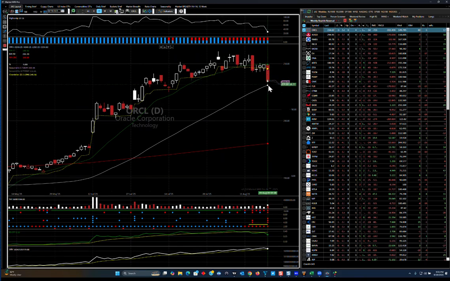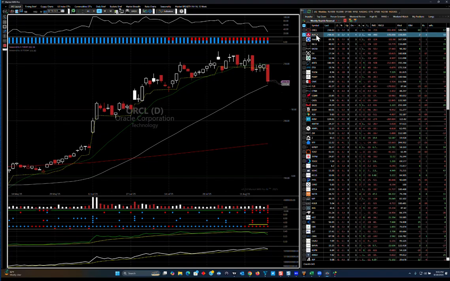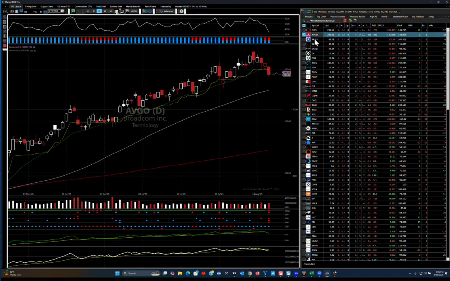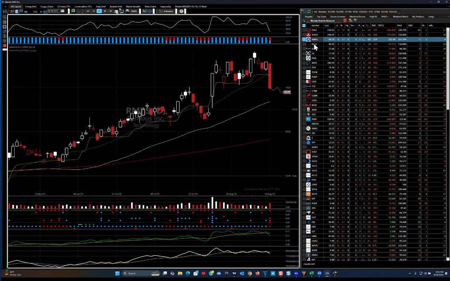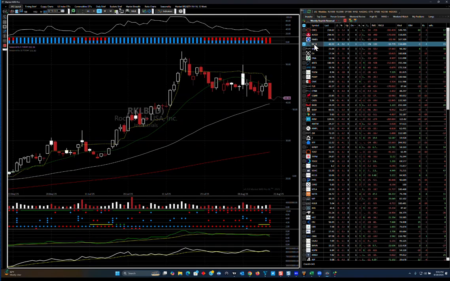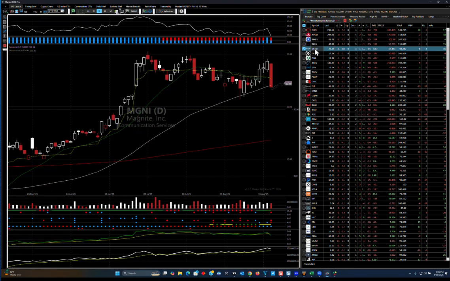Now, would I short something right above the 50? Absolutely not. A breakdown of the 50 and a retest? Absolutely yes. Broadcom, I'm finding breakdowns. I'm not necessarily finding great shorting candidates yet, but they may turn out to be. They're pulling into support. So different scans, different setups.